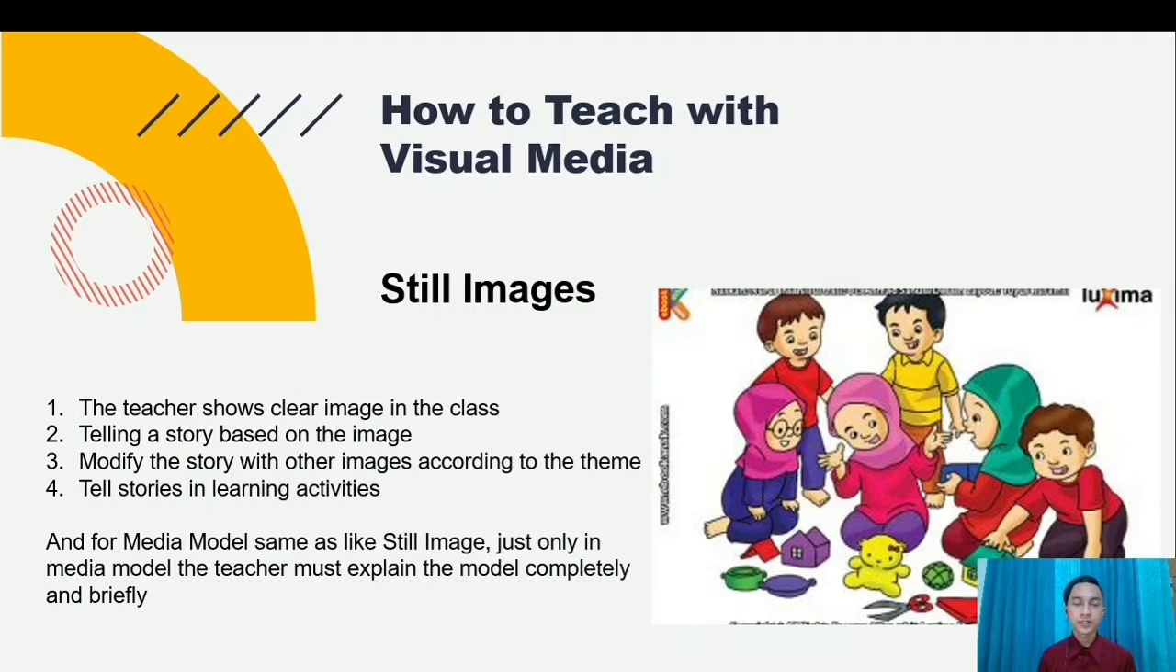Teach with still image. The first thing that the teacher does is show a clear image in the class, and the second is telling a story based on the image, and the third is modify the story with other images according to the theme, and the last is tell stories in learning activities. And then for media model, it is the same as still image, just only in media model, the teacher must explain the model completely and briefly.